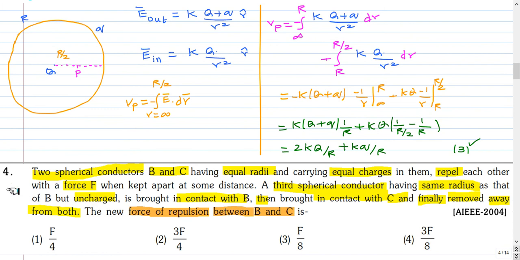This is the next question. Two spherical conductors B and C have equal radii carrying equal charges in them, repel each other with a force F when kept apart at some distance. A third spherical conductor having same radius as that of B but uncharged is brought in contact with B, then brought in contact with C, and finally removed from both. The new force of repulsion between B and C is. 4 options are given. You can pause and attempt this question.